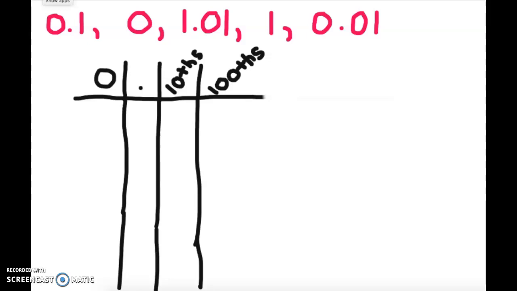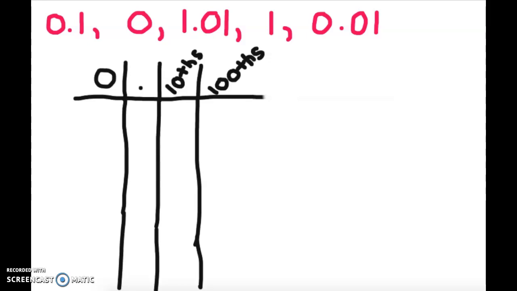Sometimes we are given numbers that don't have the same place values. Listed here are some numbers that look like that. Some have just the ones place, some have the ones and the tenths, and some have the ones, tenths, and hundredths. So we're going to look at how we order these.